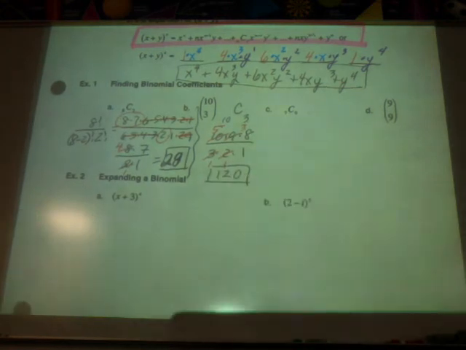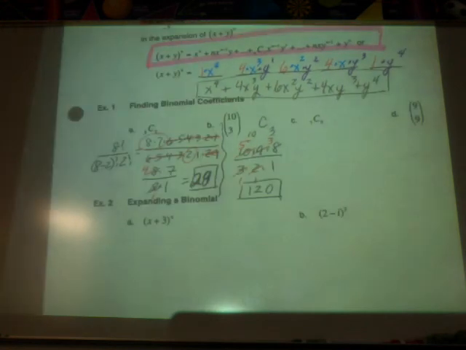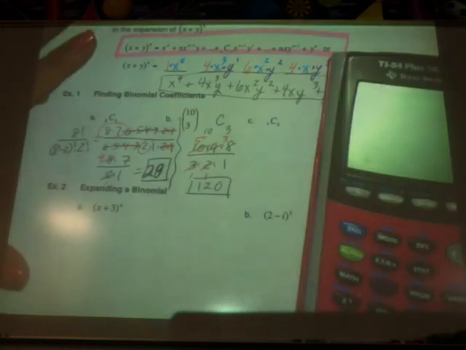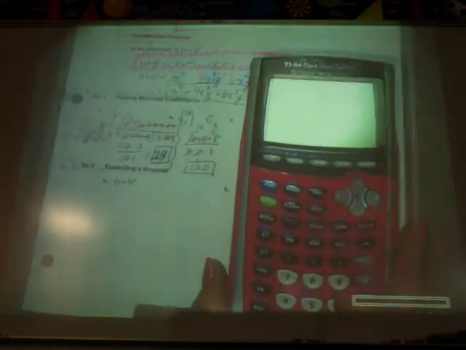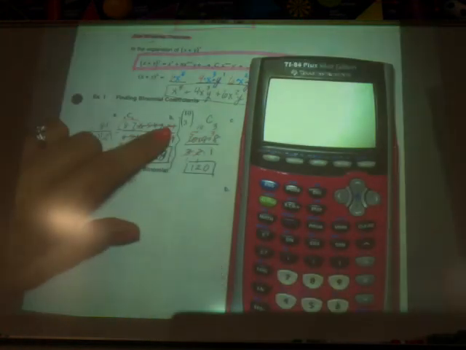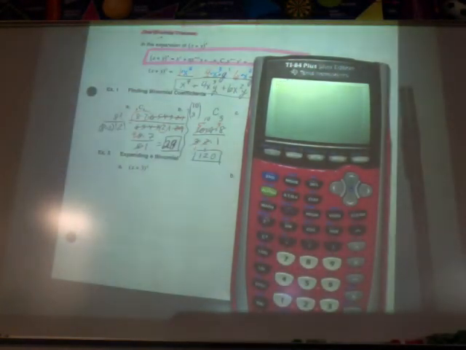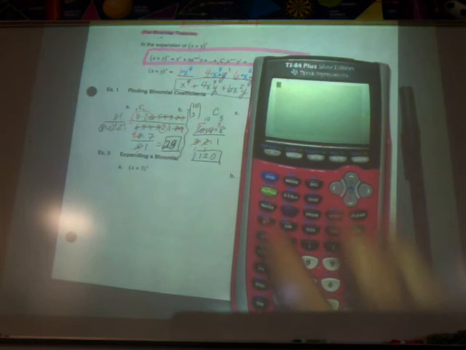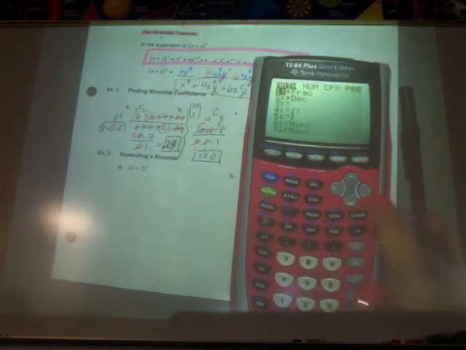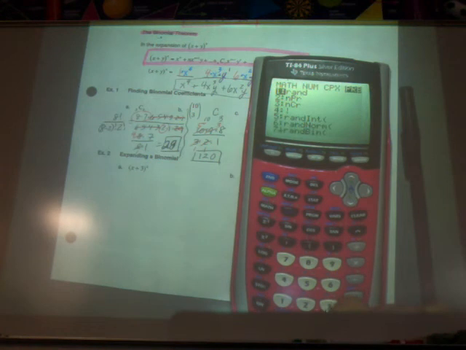Now, do you remember how to do this on your calculator? Have I shown you that yet? Okay. So remember, you're going to go to your calculator. Where do you find your combination button? Under math. So go to your probability tab under math, and then you see number 3 is C.